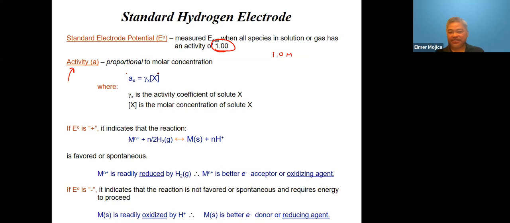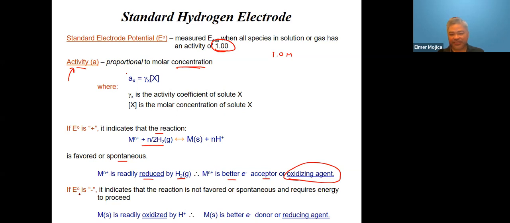Okay? So at this level, a higher level ng chem, instead of using concentration, we focus more on the activity. Okay? So ang ano nga dito, kapag yung cell potential mo is positive, it indicates that this reaction takes place. Okay? So it is favored and spontaneous. So that means the Mn2+ is readily reduced by hydrogen. And Mn2+ is a better electron acceptor or oxidizing agent, because that's the one that undergoes reduction.